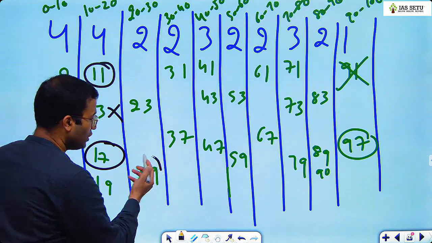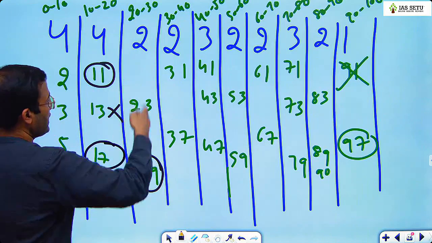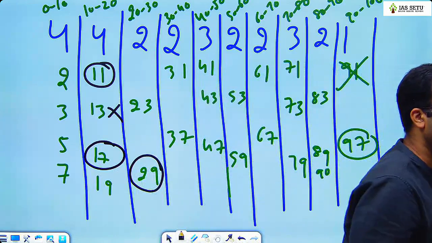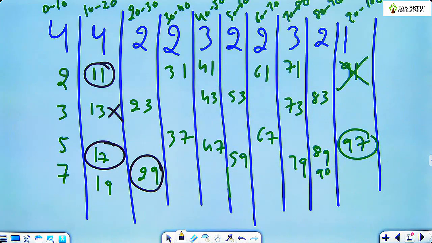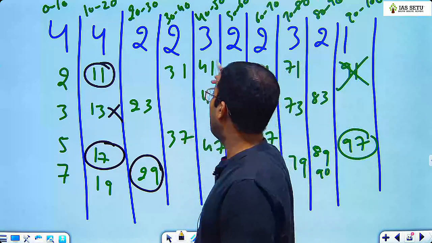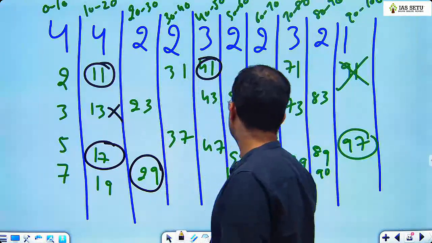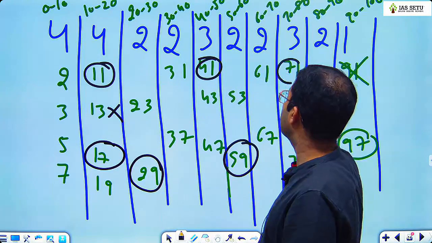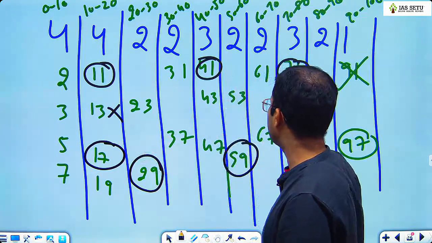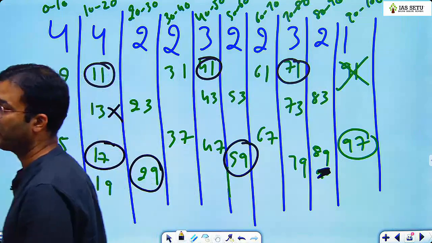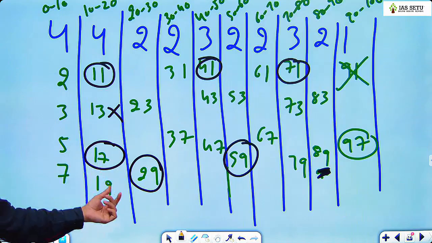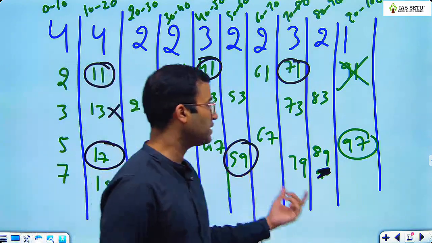Some students miss 29. They just check like this: 29 plus 2, 31. 29 is a 2-digit number, yes or no? 29 is a prime number, yes or no? 29 plus 2, 31, is also a prime number, yes. So 29 also comes in. 41, yes. Then 59, yes. 71, yes. We have 1, 2, 3, 4, 5, 6. So for this particular question, our answer is 6. And what are these numbers? 11, 17, 29, 41, 59, 71.